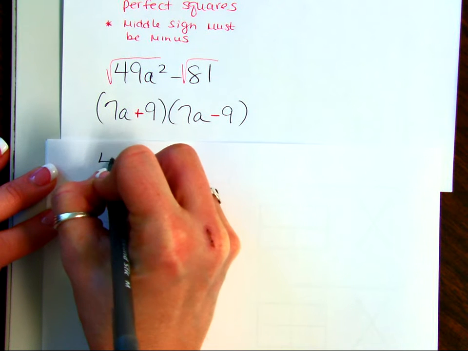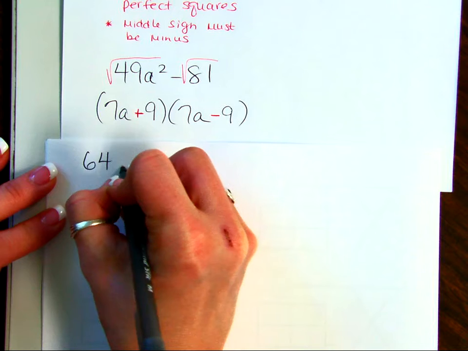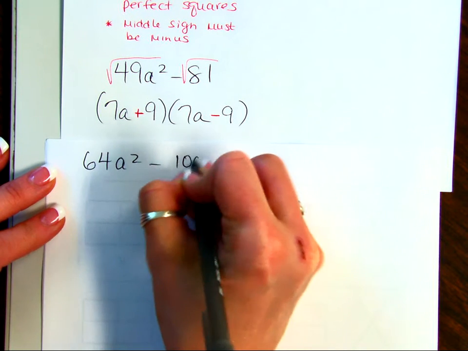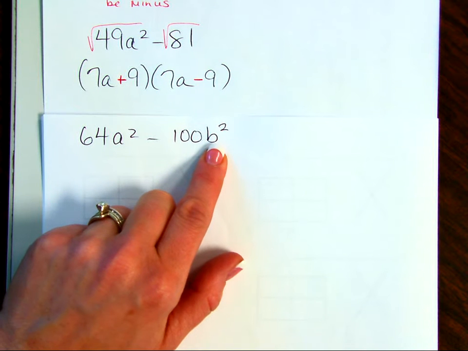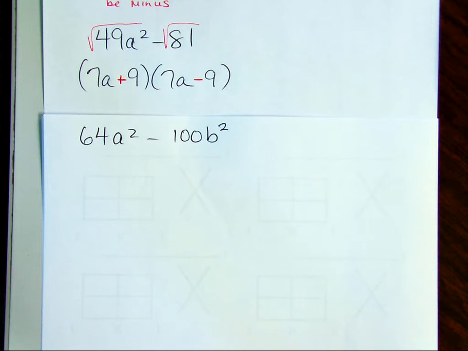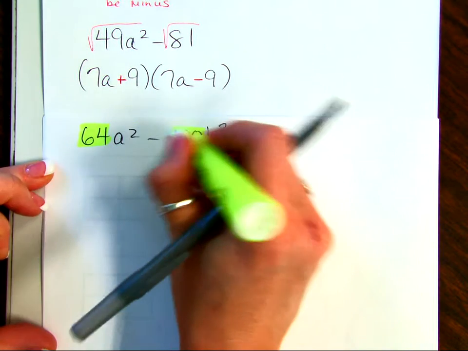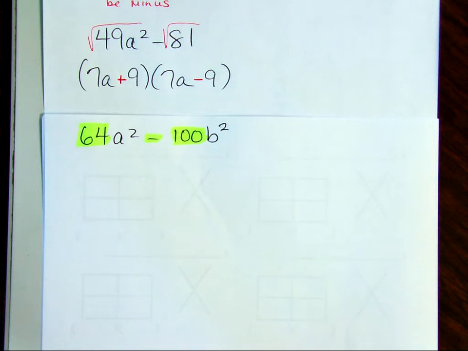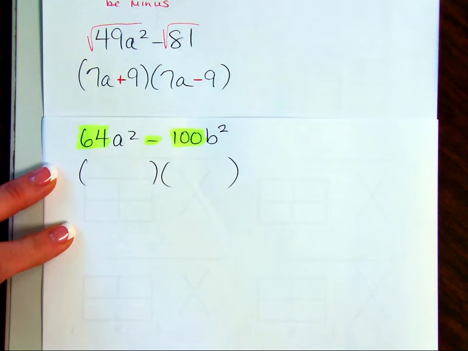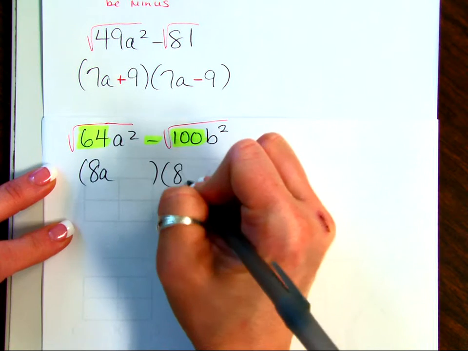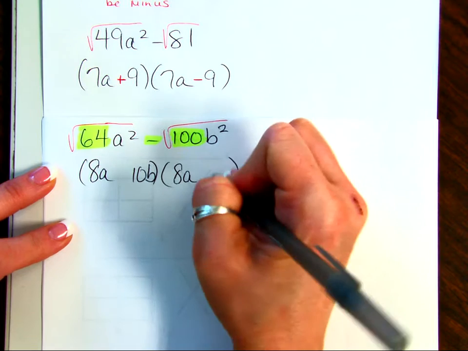So let's say 64a squared minus 100b squared. When there's a second variable there, it doesn't do anything. It shouldn't throw you off at all. Is this a square number? Yes. Is this a square number? And is that a minus? So that's the first thing I do, because it might not be that. Then I factor it into the square root of each of these. I'm not going to do this every single time. So I multiplied, and this has got to go over the whole thing, an 8a times an 8a, a 10b times a 10b.